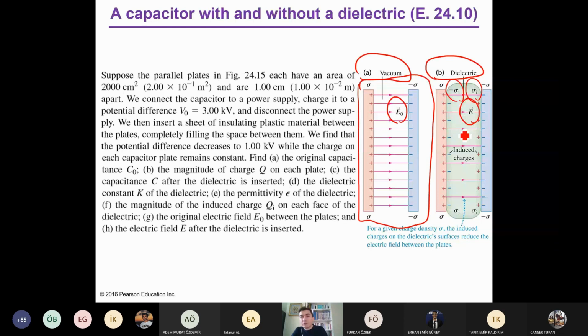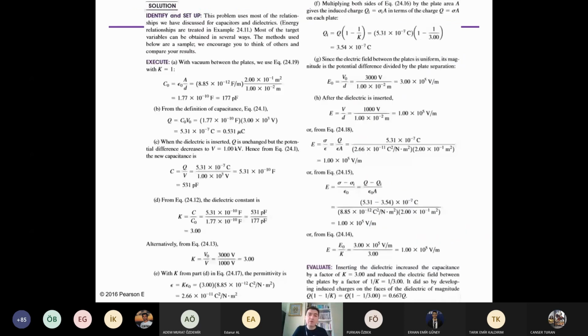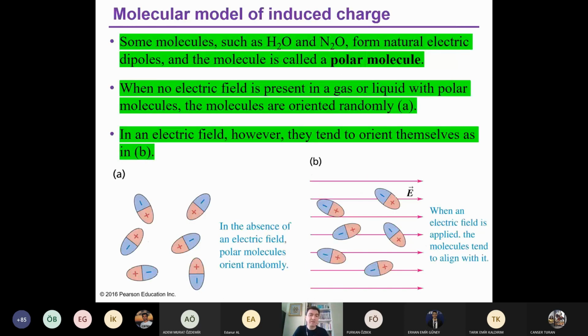And now I will discuss why we have these induced charges in the dielectric material. Actually, we have learned this during the previous chapters when we were discussing polarization, okay? The mechanism is based on polarization. So let me explain. Some molecules such as water or nitrogen oxide form natural electric dipoles. What is the meaning of natural electric dipoles?